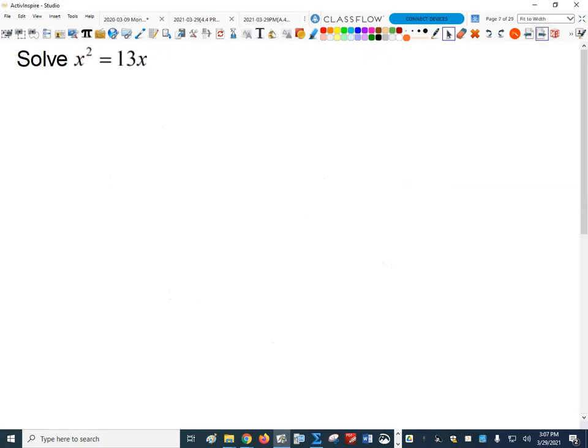So how can we use that to our advantage here? Well, you guys took the correct first step. The correct first step was to set this thing equal to 0. The zero product property only works if we set everything equal to 0. So we had to subtract the 13x over to this side.